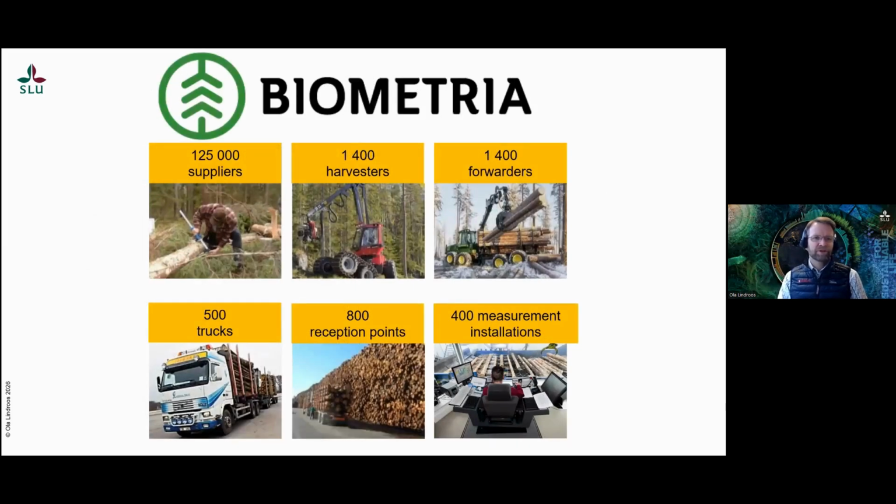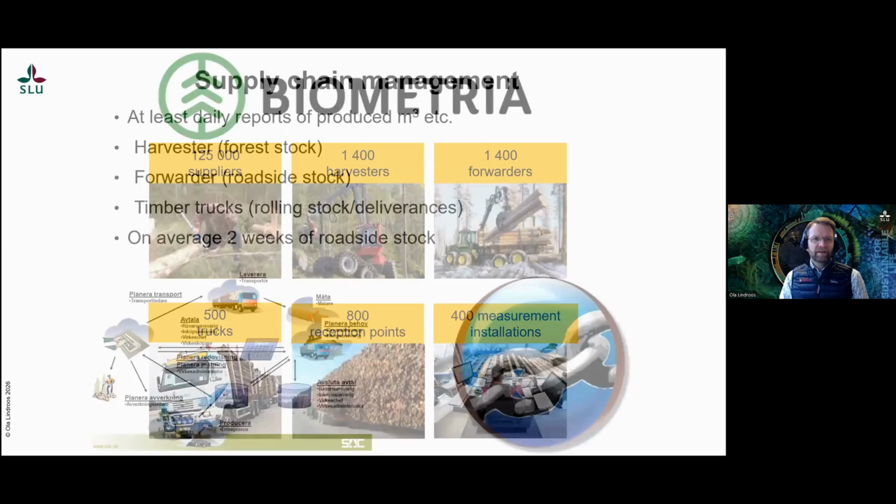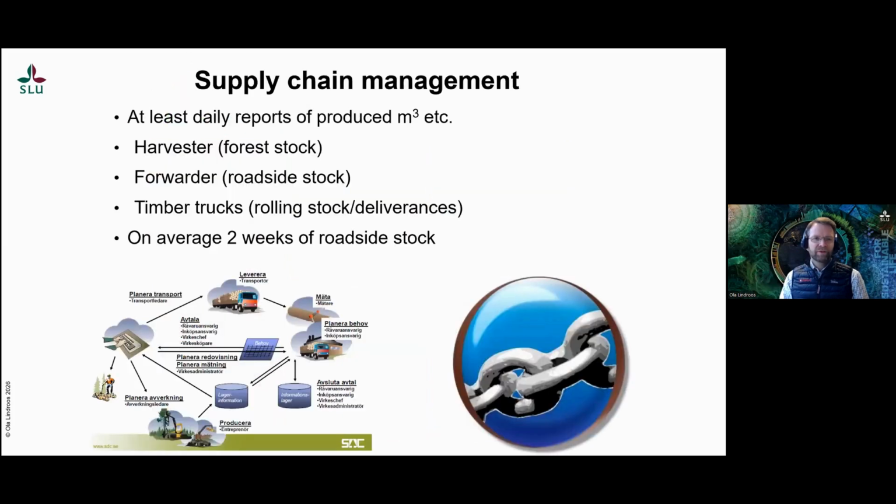And just to give you an extent, I think these numbers are a little bit old now, but it's a huge network of different organizations and units involved in this. So, for instance, most of the harvesters and the forwarders are connected automatically to this system and delivering data. Same thing with trucks and all the reception points, so that is the industries that are receiving the logs eventually. And this gives a very good possibility also for supply chain management.